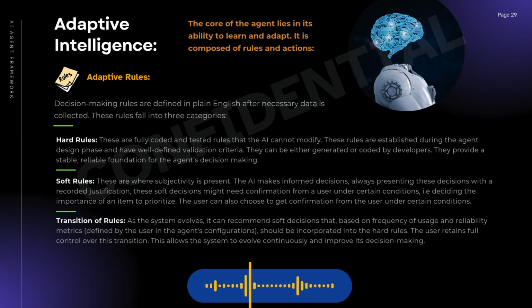What about soft rules? Soft rules are a bit more flexible. They can be adapted based on the agent's learning and experiences. So it's like the AI is applying its judgment to make decisions in complex and dynamic environments. So it's still making decisions within a framework, but it has a little bit more leeway.